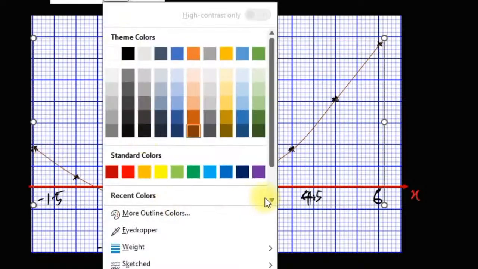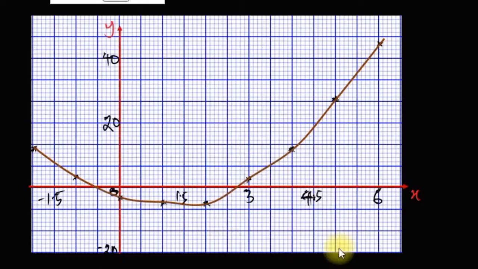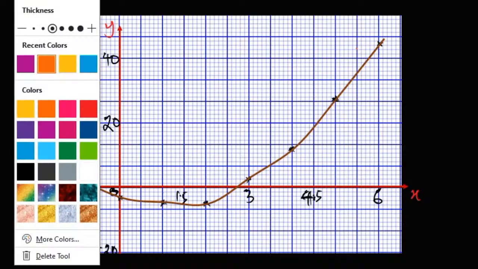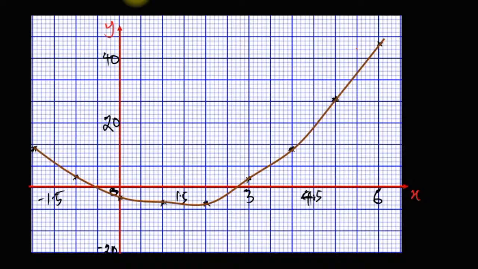Let's increase the thickness so that you can see it. Okay, that's the curve, which is y equals 2x squared minus 4x minus 3. So always label it. So that's the curve.